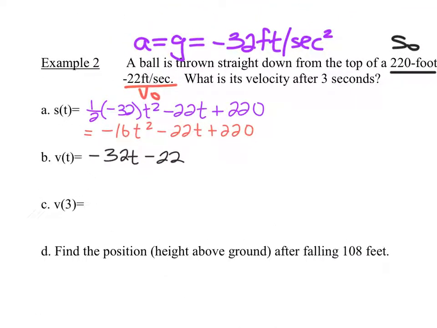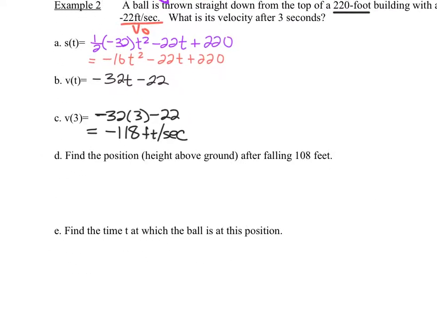Now, your velocity at 3, you could go a couple of different ways. You could use numerical derivatives in your calculator, or you could just plug and chug. Negative 32 times 3 minus 22. So negative 96 minus 22, negative 118. And the units there would be feet per second. We don't need units for functions, we need them for numbers. All right.